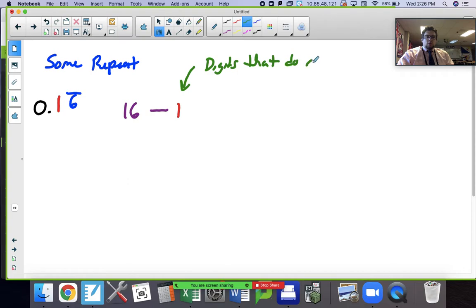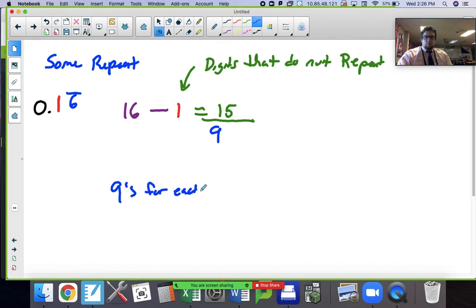That do not repeat. Sorry, my pen's not working too well. So we get 16 minus 1, that gives us 15. We're then going to add 9s for as many digits that repeat, for each repeated decimal.